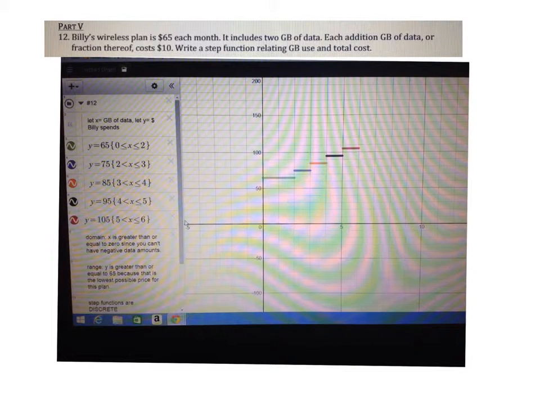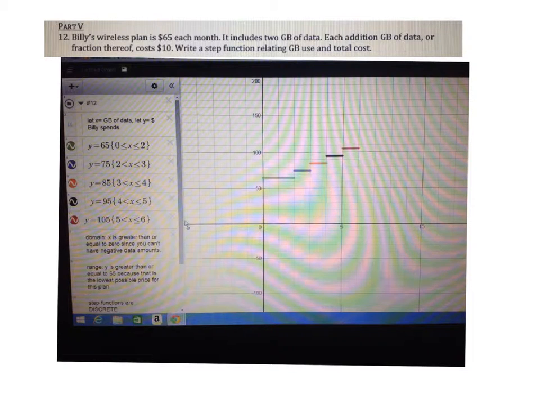To graph this step function, it's actually just a bunch of little straight horizontal line functions. And this would theoretically go on forever. Even though we ended it at y equals 105 for this step, we could keep going forever. y equals 115 for 6 is less than x, which is less than or equal to 7. So we could keep going with it.